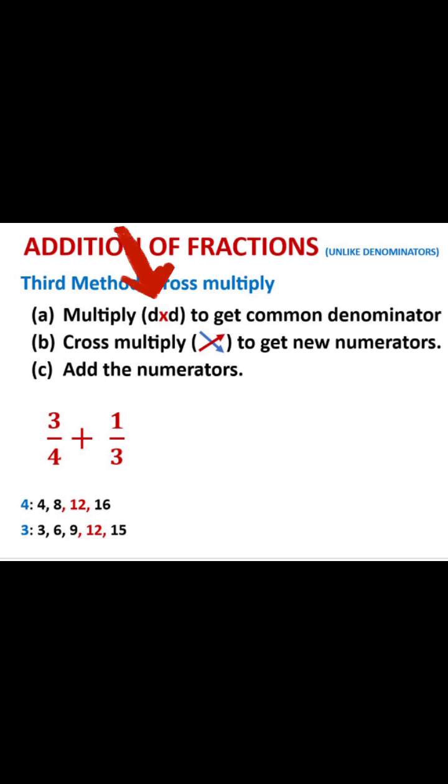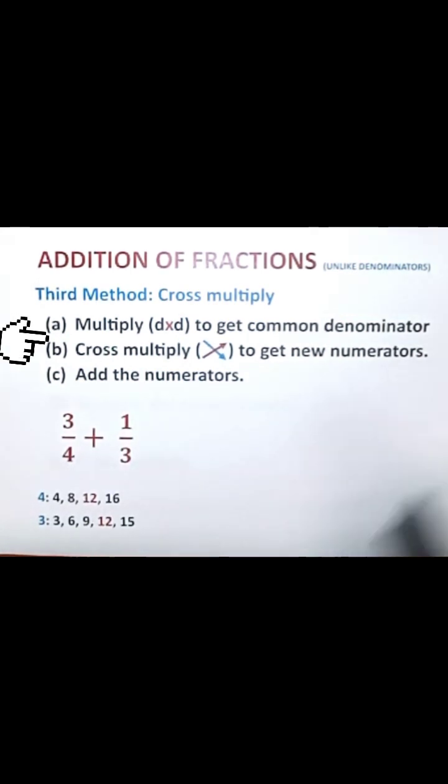D times D simply means the two denominators. These fractions have unlike denominators. Now you multiply the two denominators together to get a new common denominator. After that, you cross multiply the original fractions to get the new numerators. Then you add the numerators, and there we go. So we are going to use some examples to do that.